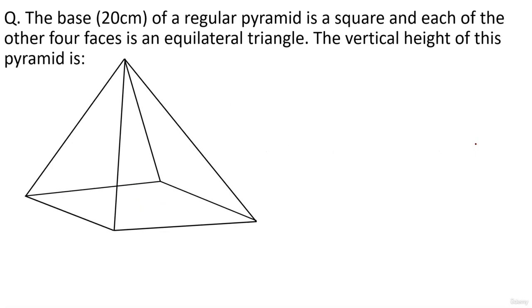The base 20 centimeters of a regular pyramid is a square and each of the other four faces is an equilateral triangle. The vertical height of this pyramid is... okay. So, two ways to solve the same question.